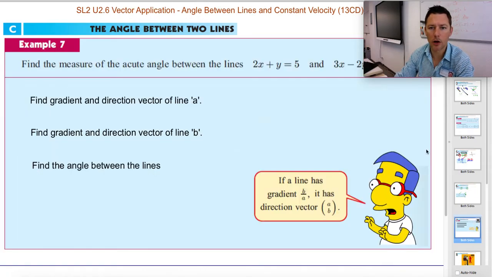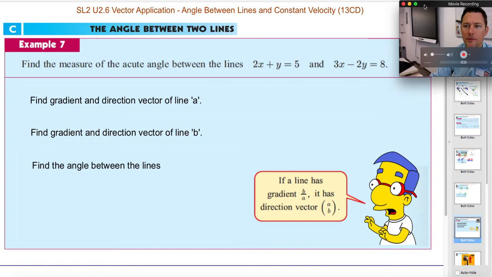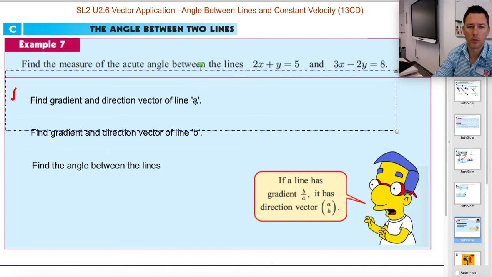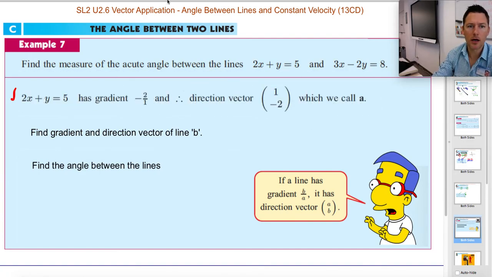Cool. All right, let's give it one more shot. I want the measure of the acute angle between this line and that line. We could plot them and measure them, but let's first try to find the gradient and the direction vector of line A. I guess we're calling this line A, and we'll call the other one line B.